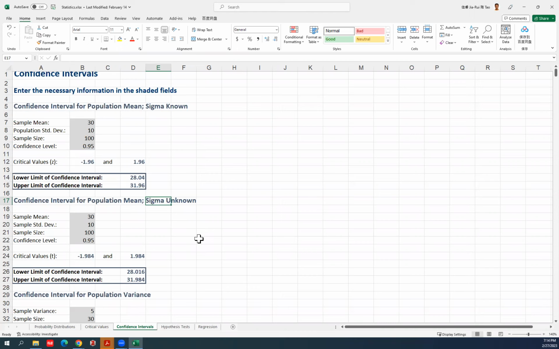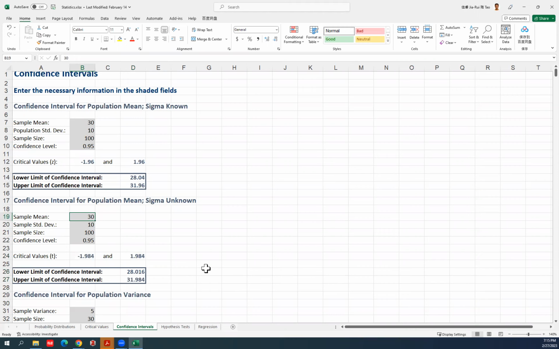Now we need to explore what this block tells. Here, we need to find the input for sample mean, sample standard deviation, sample size, and confidence level. All these four are required to calculate both the critical values and the upper and lower limits of the confidence intervals. So now let's find each of these statistics together.